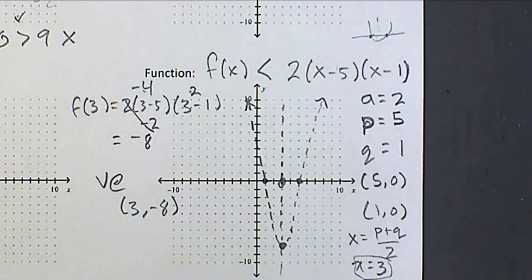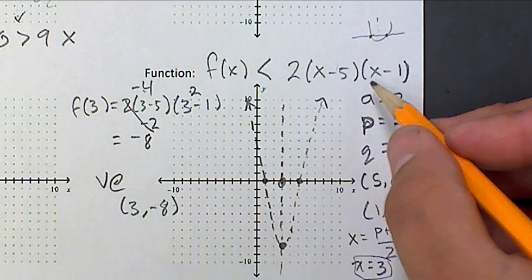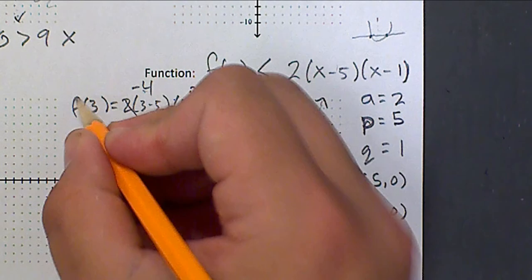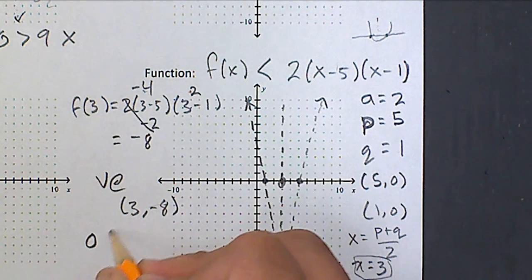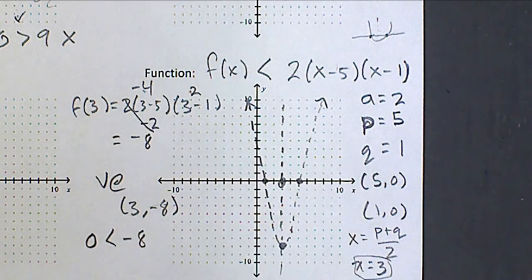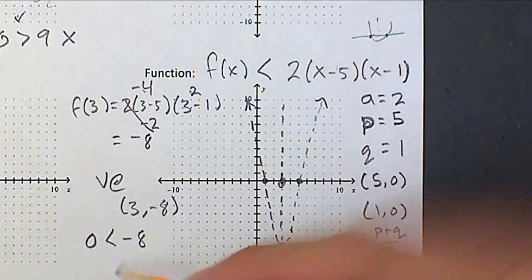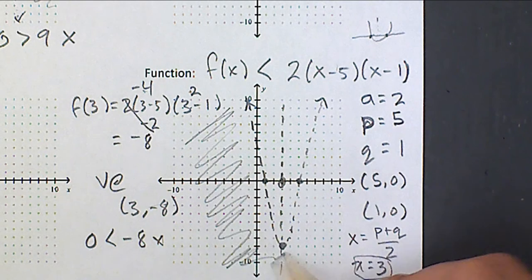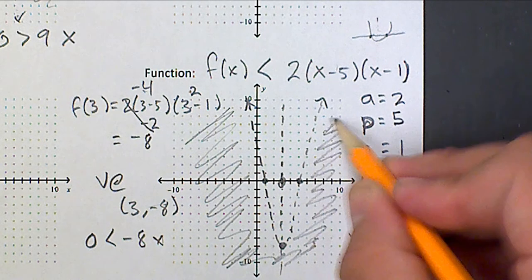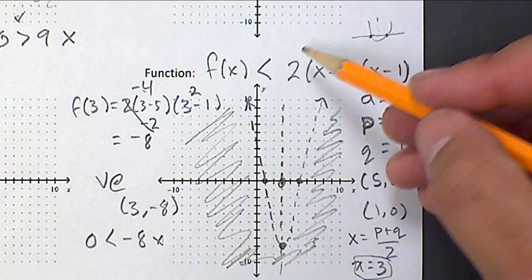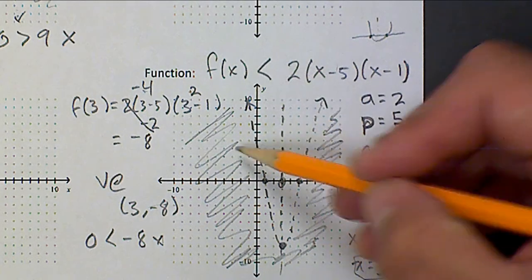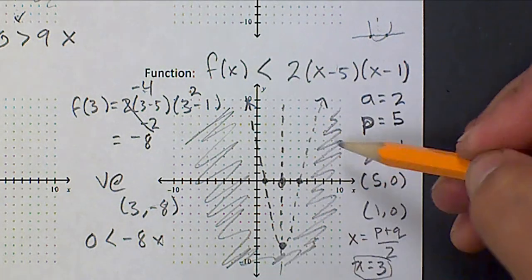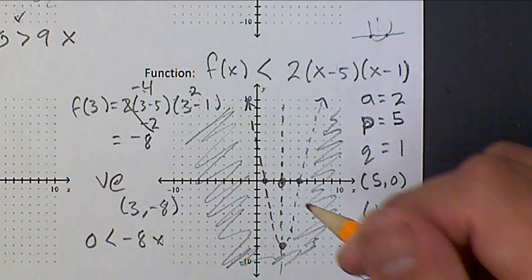I already evaluated 3 for x, so I can go ahead and put 3 back in, but instead of writing f of 3, I have 0 less than negative 8. True or false? That is false. That's from inside the parabola. Outside the parabola is where you're going to want to shade. We could have looked at the symbol. It's less than. It means shade below the parabola. Outside the parabola for a parabola that's opening up is below the parabola.